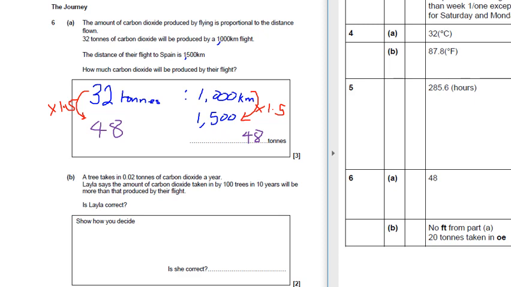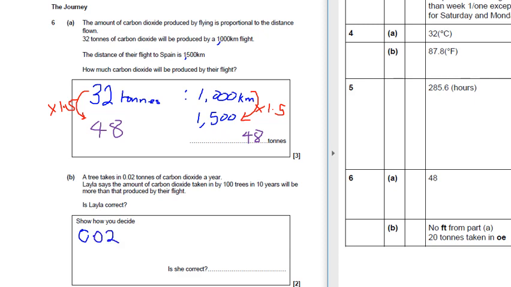A tree takes in 0.02 tons of carbon dioxide in a year. Leia says the amount of carbon dioxide taken by 100 trees in 10 years will be more than produced in a flight. Gosh. Just the numbers, just carbon dioxide being absorbed by a tree. Okay, so let's see what she's saying. Is Leia correct?